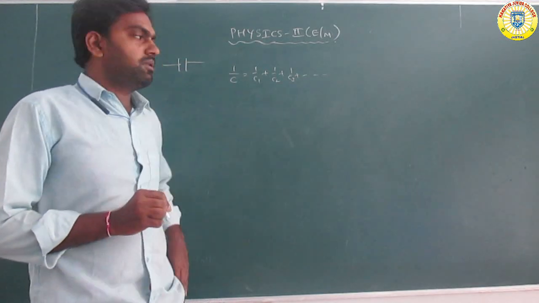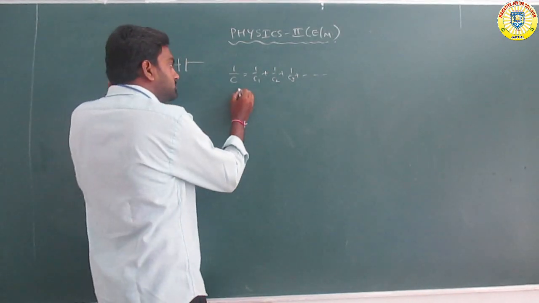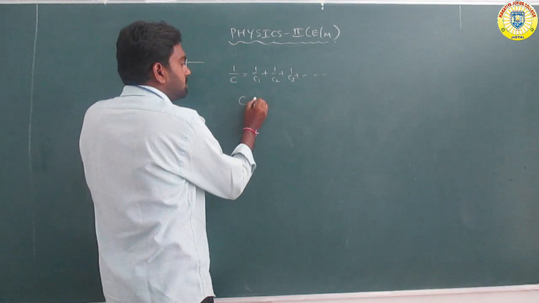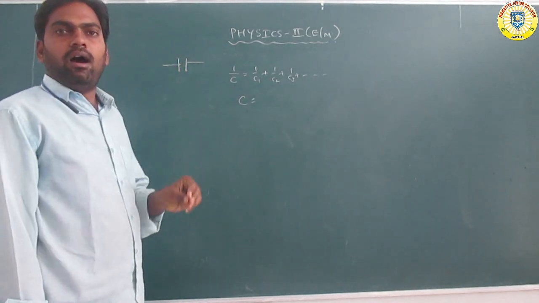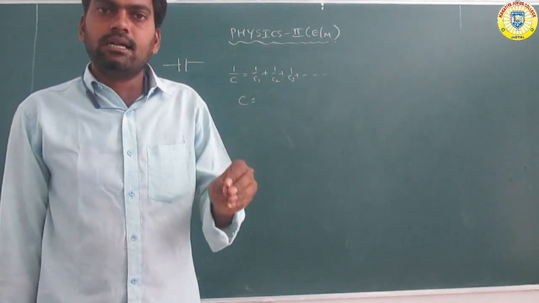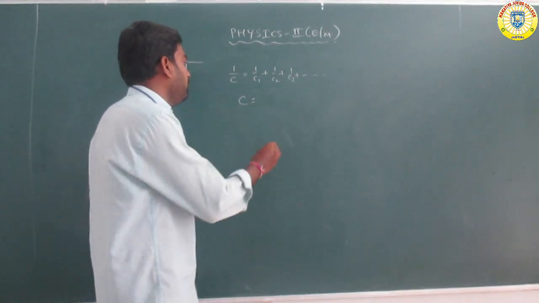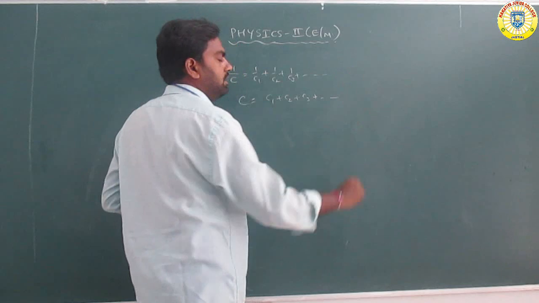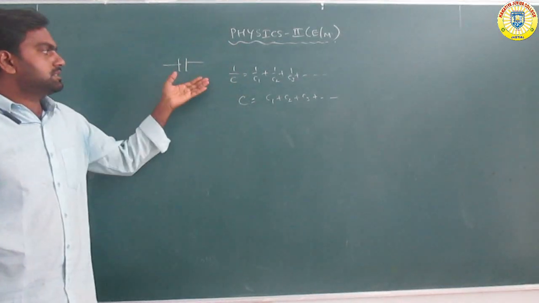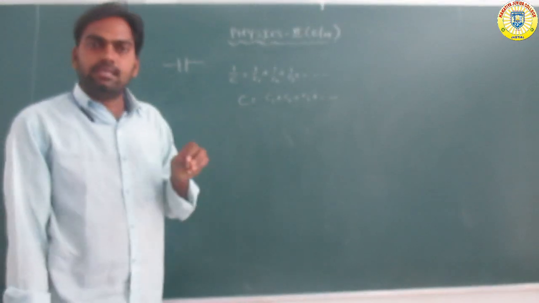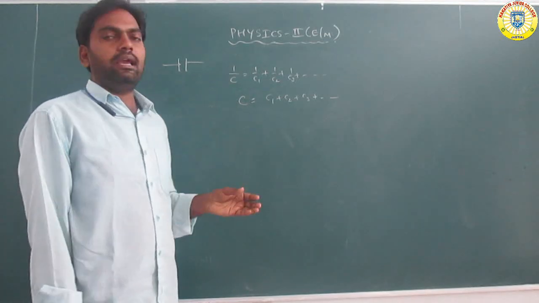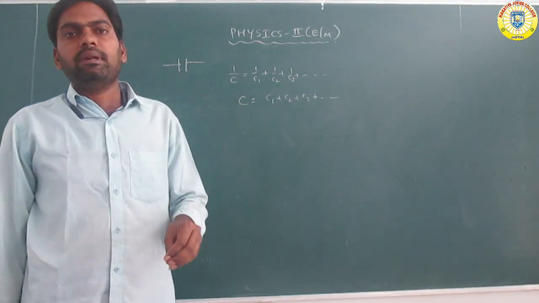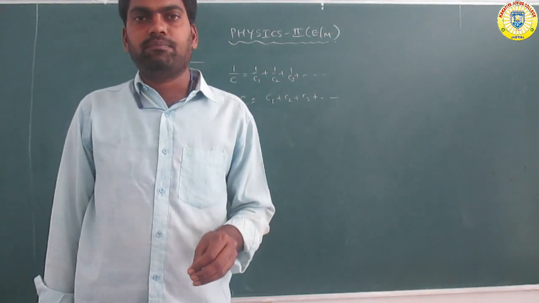Okay, got it. Now the capacitors are connected in parallel combination. So the effective capacitance, or final or resultant capacitance, C is equal to C1 plus C2 plus C3 and so on. So this is the effective capacitance in series combination, and this is the parallel combination effective capacitance.